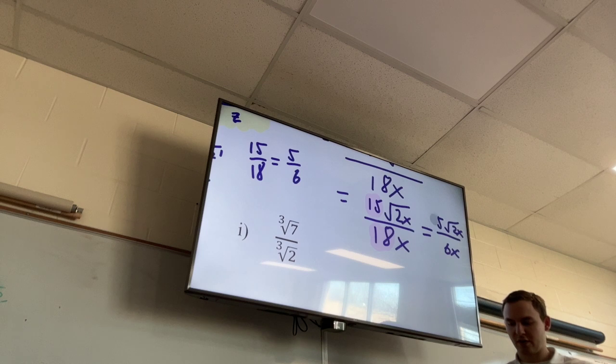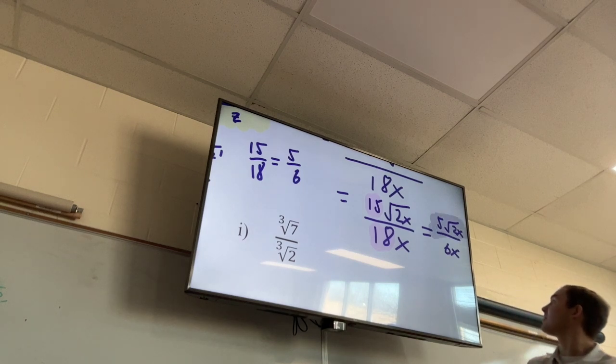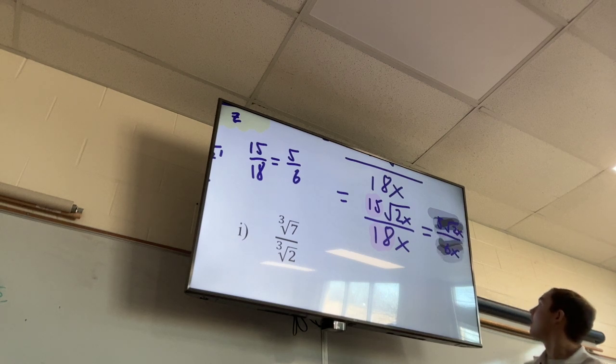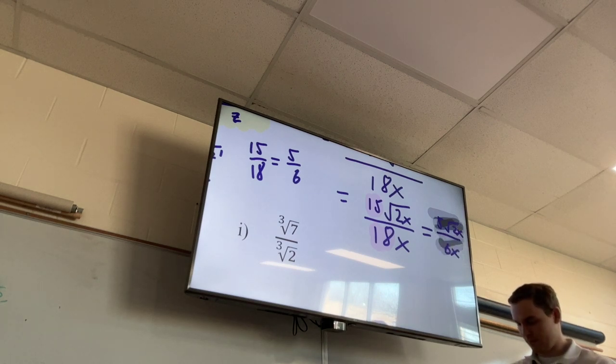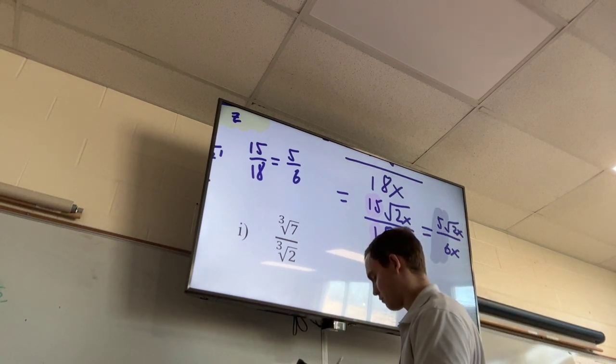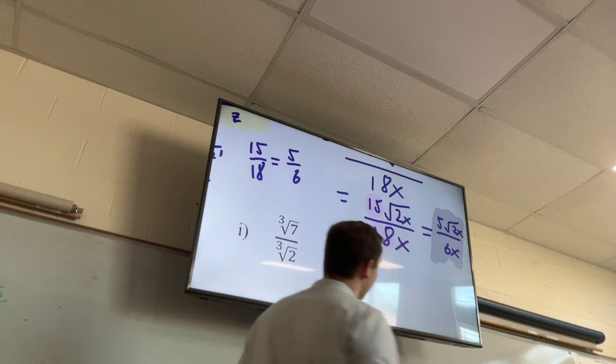I'll use an even darker, I'll use a black highlighter. Oh, there you go. It shows up as gray on the board. It kind of shows up as black. What the heck is going on out there? Okay.